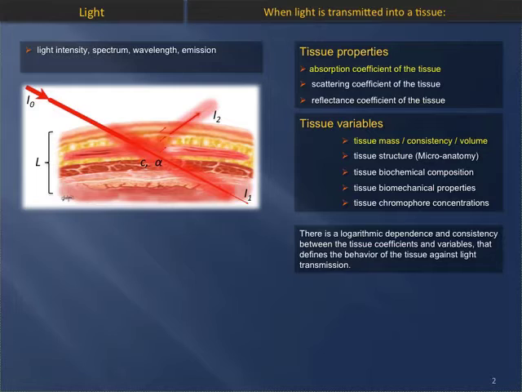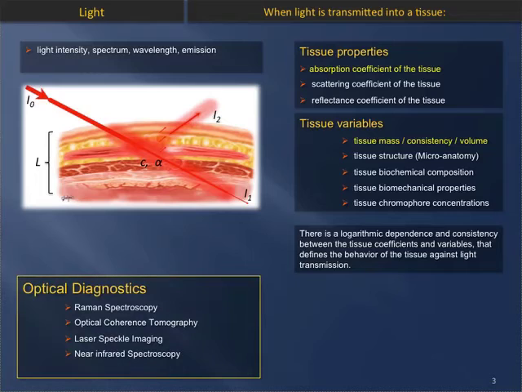So when one of these tissue specifications, like chromophore concentration, changes, we can use light to detect the change in the behavior of the tissue against light transmission, and this is the basis of optical diagnostics. Optical diagnostics is a novel branch of clinical diagnosis using light in different modes and specifications. There are different methods like Raman spectroscopy, optical coherence tomography, laser speckle imaging, and near-infrared spectroscopy.